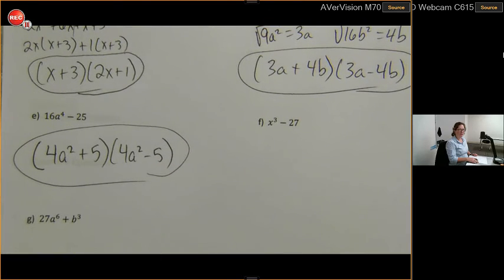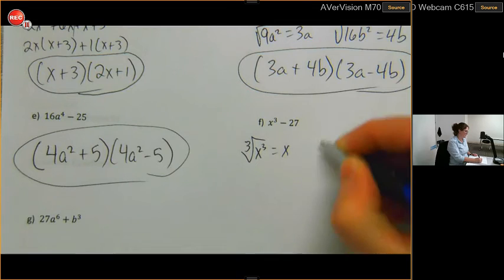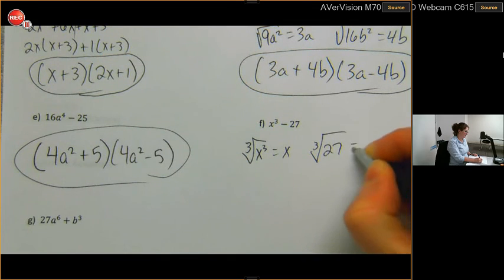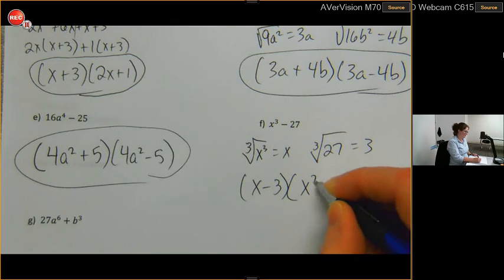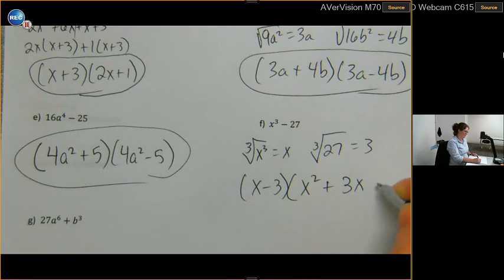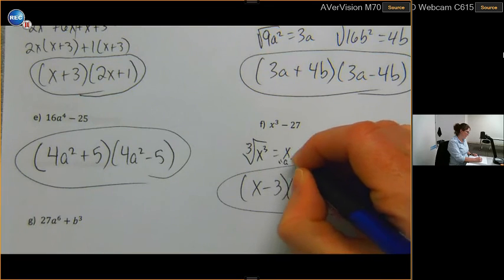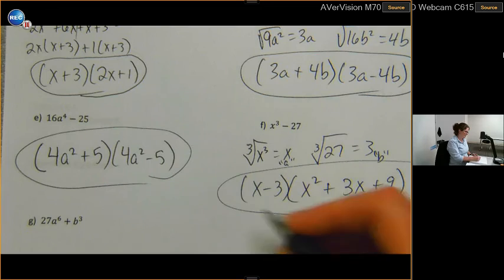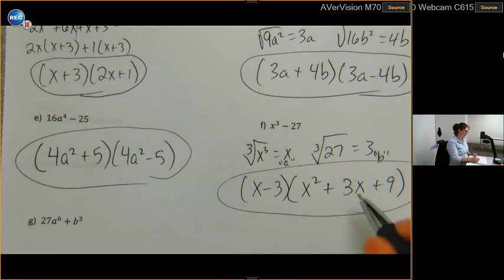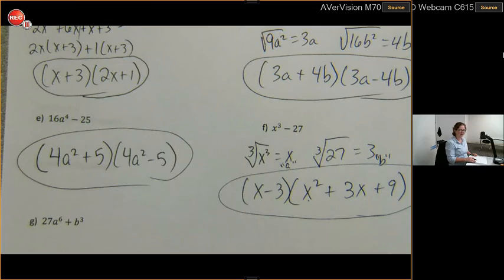Parts F and G are cubes pattern. The cube root of x cubed is just x. The cube root of 27 is 3. So we have x minus 3, x squared plus 3x plus 9. I got those values because this would be like the A and this would be the B. So we have A minus B, and then we square the first, we multiply them together, and we square the last part.